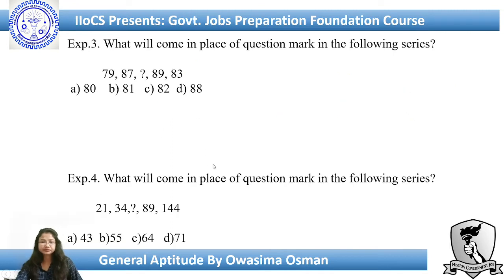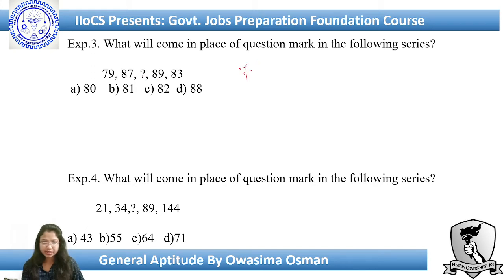Next, what will come in place of the question mark in the following series? In this series you can see that 87 is greater than 79, but 83 is less than 89. So no ascending or descending pattern is followed, so we can say it's an oscillating series.